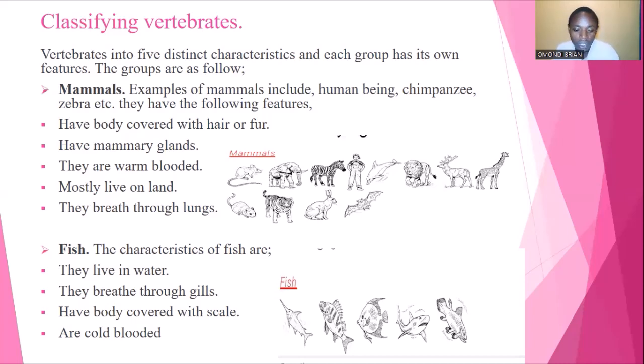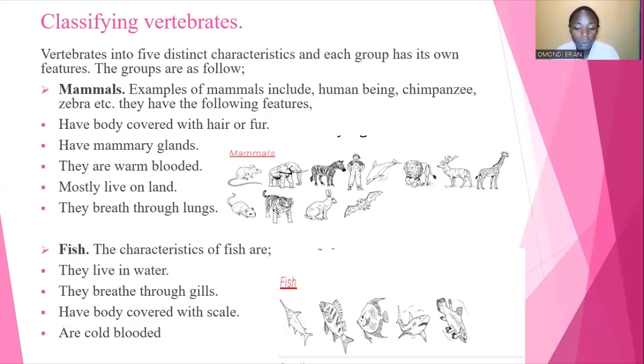Okay, let's move to fish. What are the characteristics of fish? I believe most of you know what a fish is and the features of fish. The first thing that would come to your mind is that fish mostly, or all of them, live in water. They cannot survive on land. Living in water means they breathe through gills.